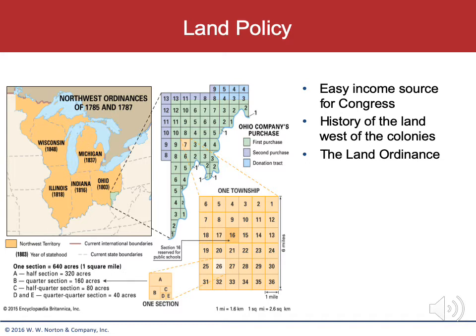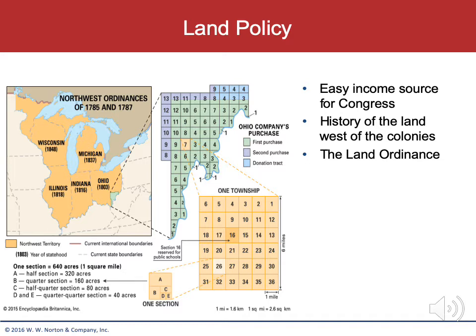Now, the problem was, though, the state rivalries were preventing a lot of the sales from moving forward. So as you saw in that previous map, Virginia claimed all the land that surrounded the Ohio River Valley. Well, if you're New York, you thought it belonged to you. Even Connecticut claimed land in the West. Everybody had claims. So the Continental Congress became basically a deliberation body to try to settle the disputes between those various states.